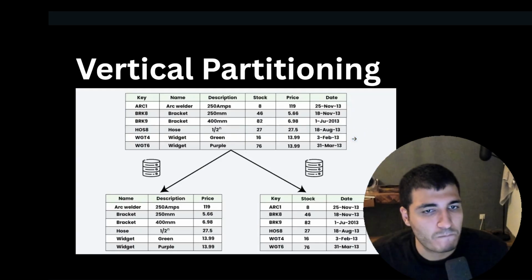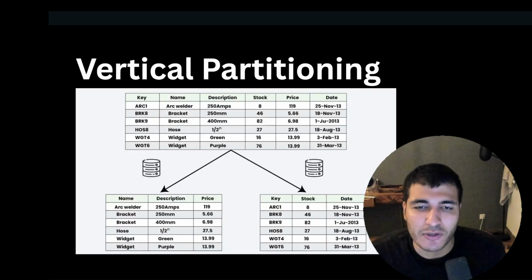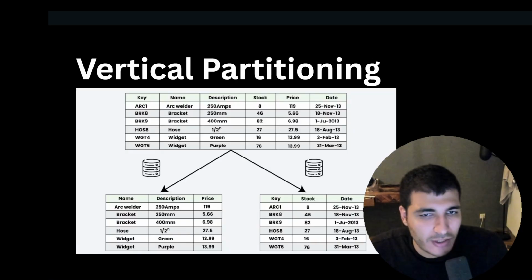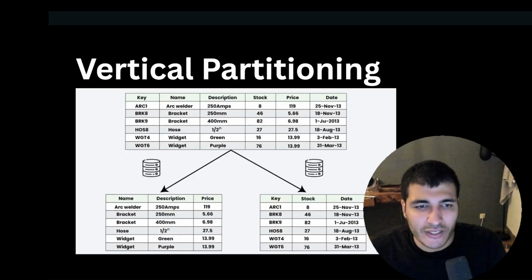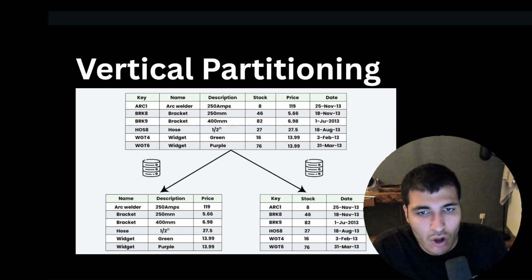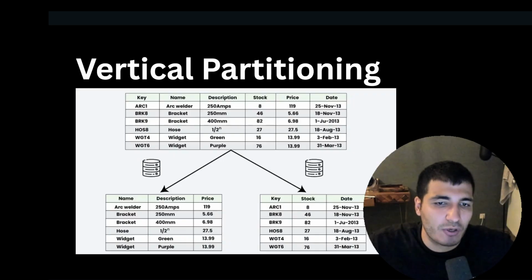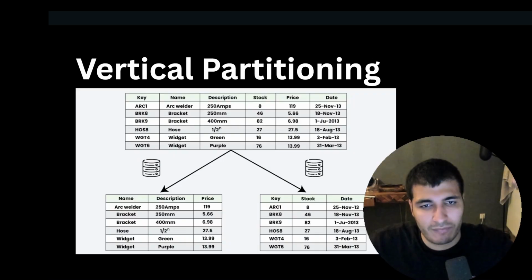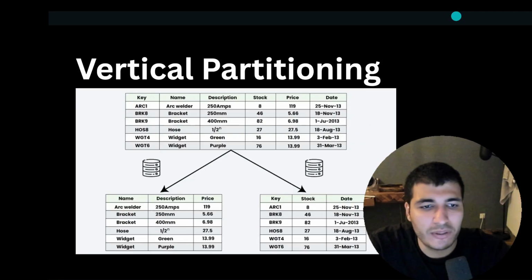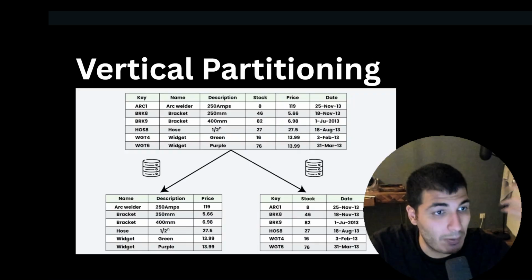Vertical partitioning. Vertical partitioning is a database optimization technique where you split a single table into multiple smaller tables based on its columns. The idea is to separate frequently accessed columns from those that are accessed less often. This can improve performance because queries that only need the frequently accessed data will be reading from a smaller table with fewer columns, leading to less I/O and potentially fitting more rows into memory.